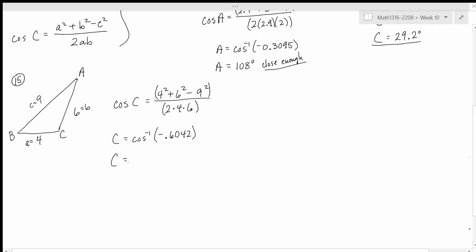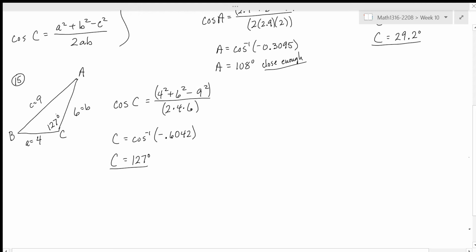And I would like it to the nearest whole number. What is that rounded to the nearest whole number? 127. 127.